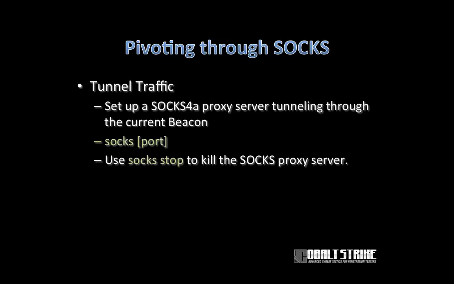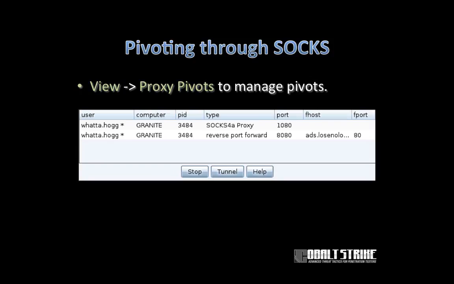Now, how do you do this in Cobalt Strike? Just type socks and a port inside of a Beacon console, and that will create a proxy server on whatever port you specify on the team server that is tied to that specific Beacon instance. You can use socks stop to kill that SOCKS proxy server. Over time, you're going to do a lot of proxy pivoting, and you're going to want an easy way to manage this. If you go to View, Proxy Pivots, you can see all the different pivots that have been set up through the different Beacons in Cobalt Strike.